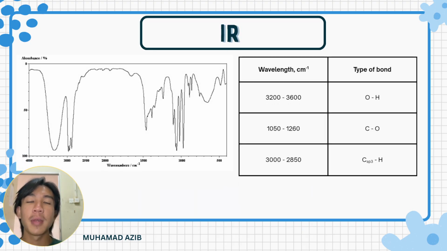My name is Muhammad Azib Ahmad Zamani. My matric ID is SA23009. And now I will explain about the infrared spectroscopy.